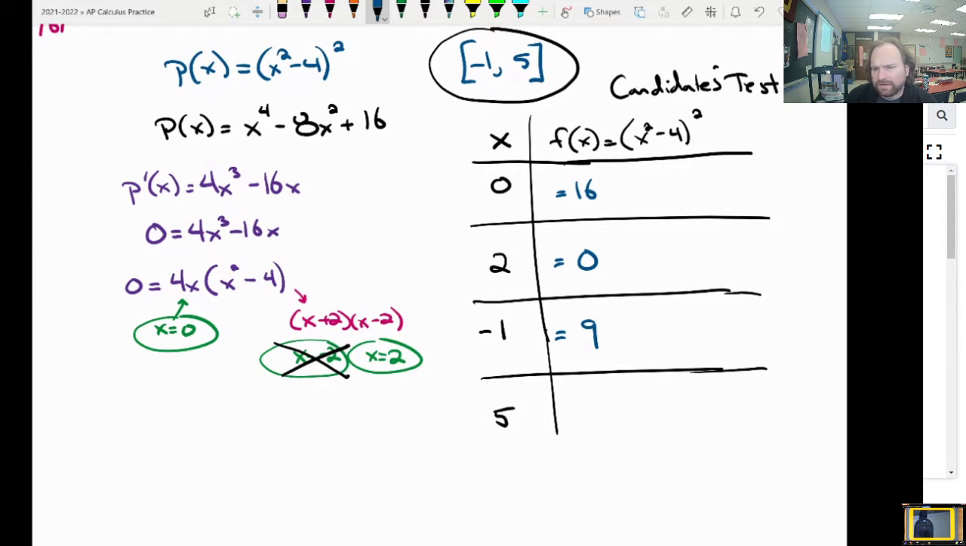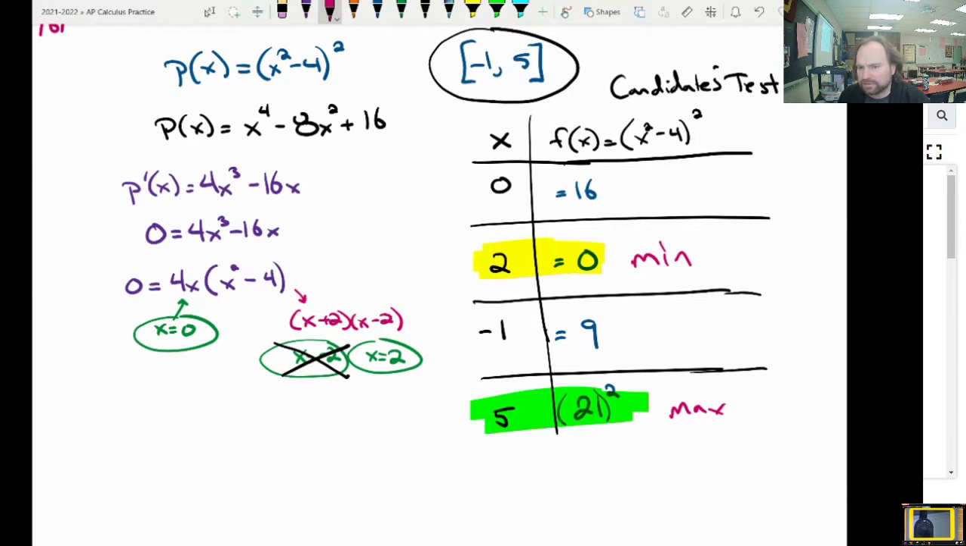And if you plug in 5, 5 squared is 25. 25 minus 4 is 21 squared, and I'm just going to put 21 squared in here. I do not know what that is, but that's a huge number. I do know that this is going to be the maximum. That's the biggest number that we see. And this is going to be the minimum. That's the smallest number we see. And that's how you answer this question.